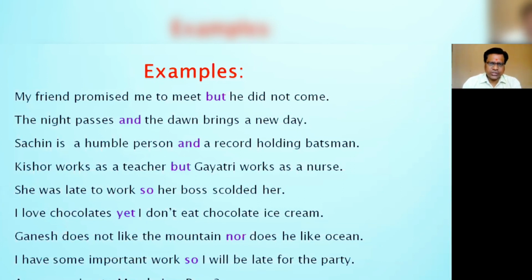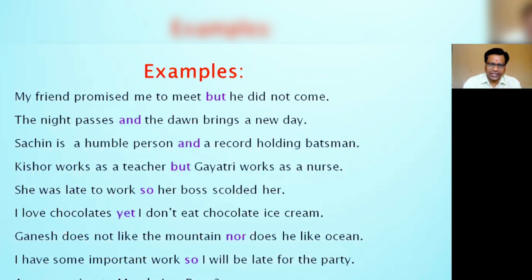Ganesh does not like the mountain, nor does he like the ocean. See, mountain and ocean, these are the different phenomena of nature. So Ganesh may have his own preconceived notions of likings and dislikings. So he does not like going to mountains, and he also does not like going to the ocean. So these are the two things that he does not like.